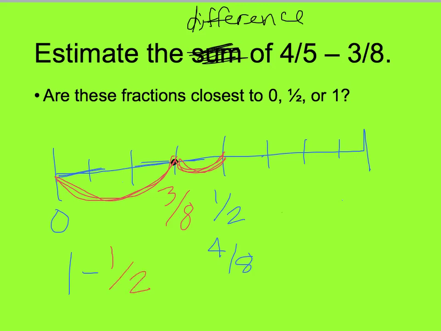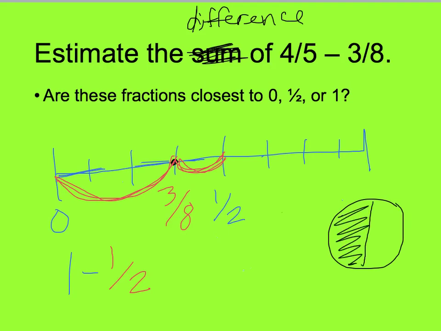So our new problem to find an estimate becomes 1 minus 1/2. If you were to draw this in a picture, we have 1 whole. If we took away 1/2, we would have 1/2 left. So our answer here is 1/2. Our estimate for this problem is going to be 1/2.